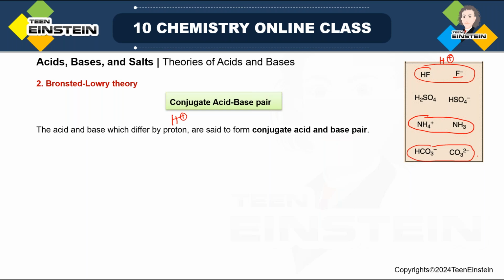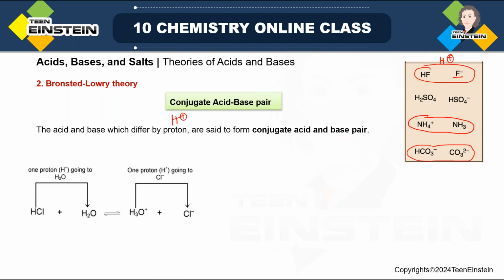That is the question. Why are we discussing it? The reason is the definition we are giving for conjugate acid base pair is a difference of H, basically H plus. And that is all about the definition of Bronsted-Lowry. When we give the definition of acid and base, we say that acid is an H plus donor and base is an H plus acceptor. So it is all about H plus difference. That is why we are talking about conjugate acid base pair here.